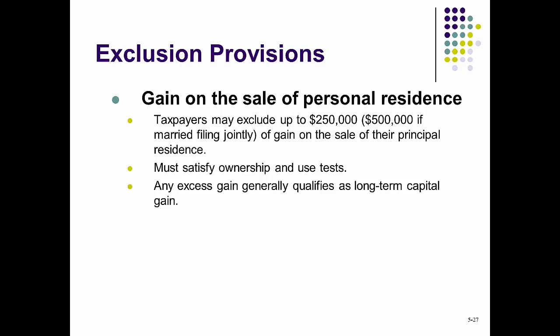Number one, ownership test. The taxpayer must have owned the residence for a total of 2 or more years during the 5-year period ending on the date of the sale. Number two, use test. The taxpayer must have used the residence for a total of 2 or more years during the 5-year period ending on the date of the sale. Number three, only one spouse needs to meet the tests to qualify for the exclusion. Number four, the exclusion is allowed for every 2 years. Number five, ownership and use of less than 2 years will prorate the exclusion amount. For this one, please see example 5-23 on page 5-22.